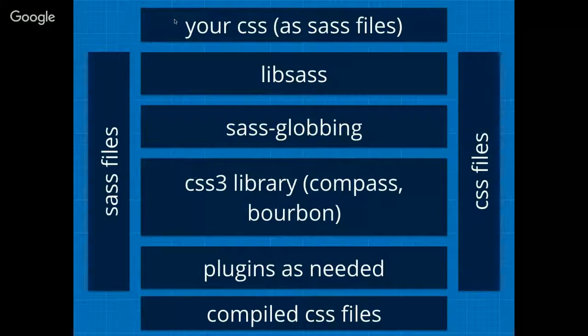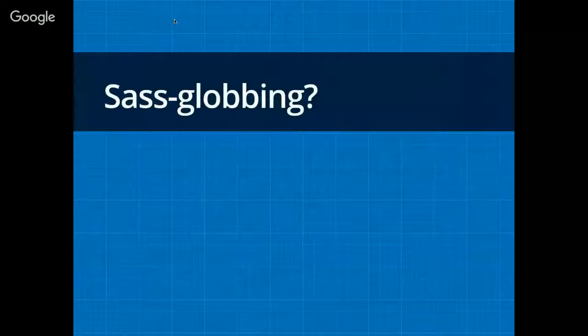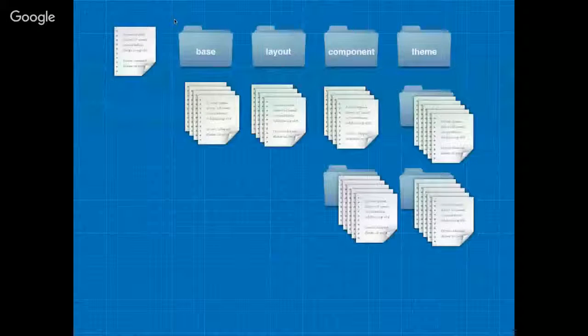That's all the SMACSS organization, taking all those partials and putting it into individual files and making your life a lot easier. So the question that I have is, what the heck is Sass globbing? Sass globbing is a bit of a seldom used module, at least in the Sass community, that does its job very well. If we take a look at this organization of your file structure, at the very top left, let's say we have our default CSS file, and then with each of our folders, we've got a bunch of partials.